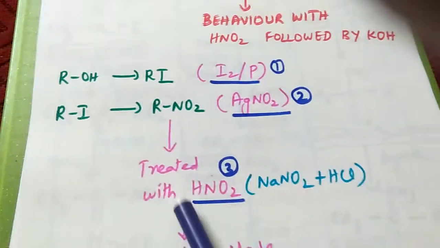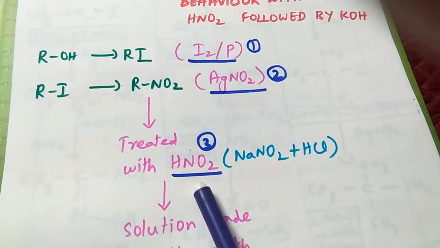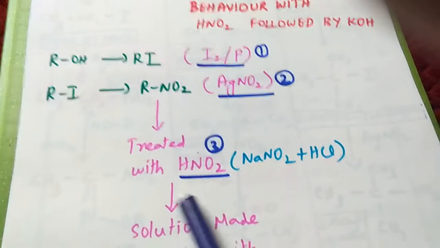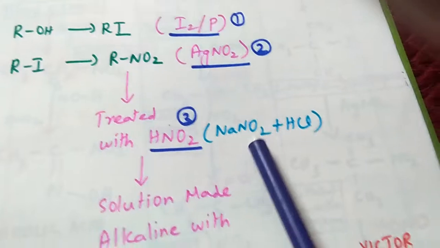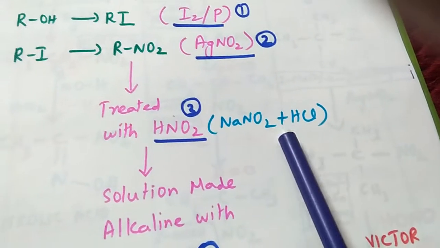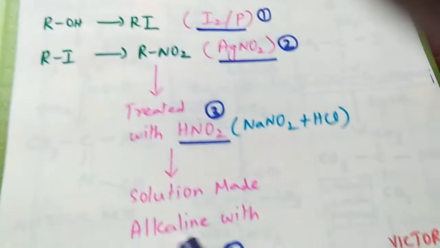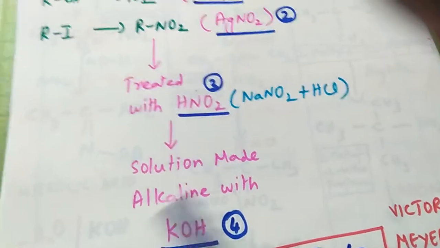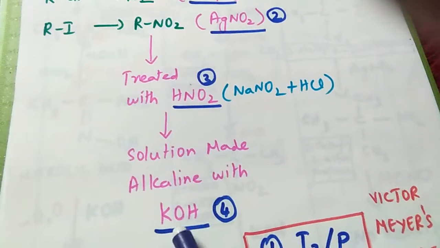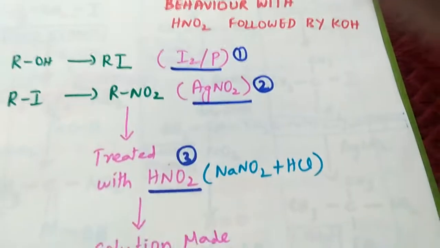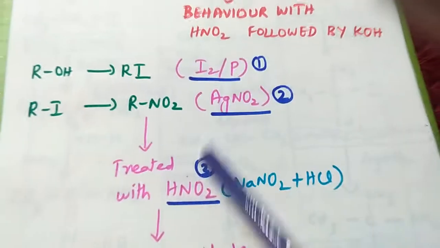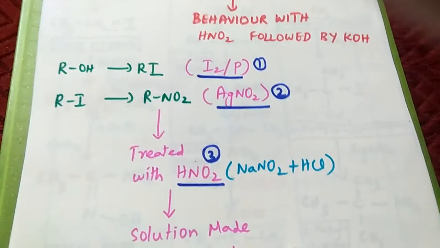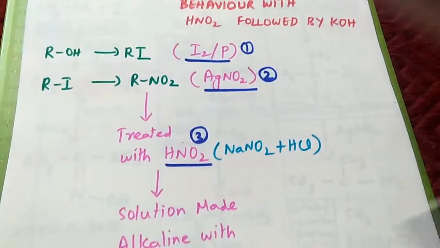This nitroalkane is treated with nitrous acid. Nitrous acid should be prepared instantaneously and cannot be stored, so it is prepared by treating sodium nitrite with dilute hydrochloric acid and is treated with nitroalkane, and the solution is made alkaline with potassium hydroxide. So there is a series of reagents: iodine, phosphorus, silver nitrite, nitrous acid and potassium hydroxide. These reagents are added to test tubes containing primary, secondary and tertiary alcohol.